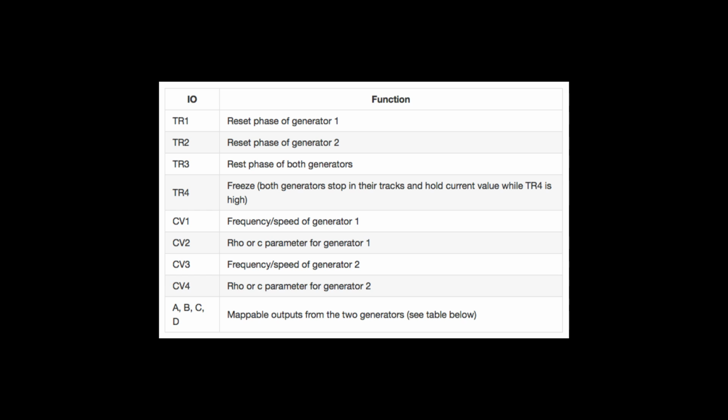To complicate these models further, the trigger inputs can be used to reset or freeze the evolution of the attractors, while the CV inputs can be used to alter the frequency and mix of the Lorenz and Rossler functions.